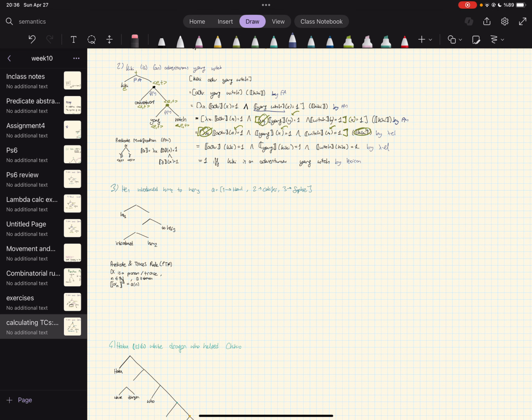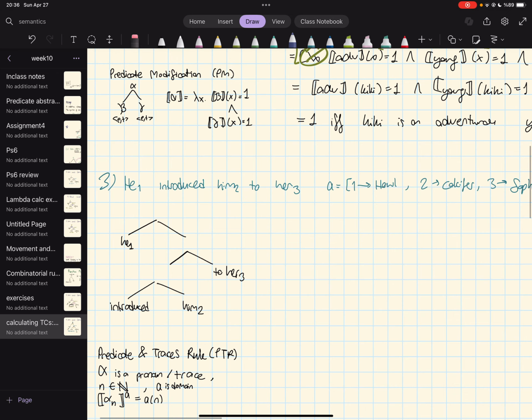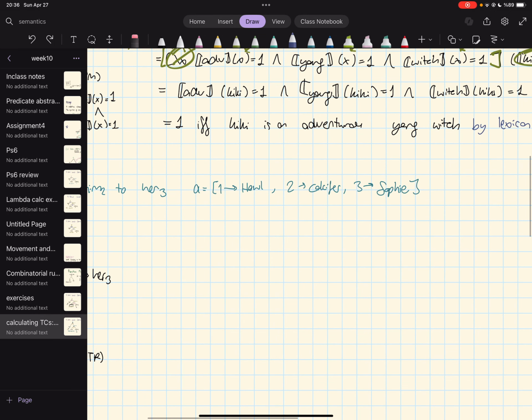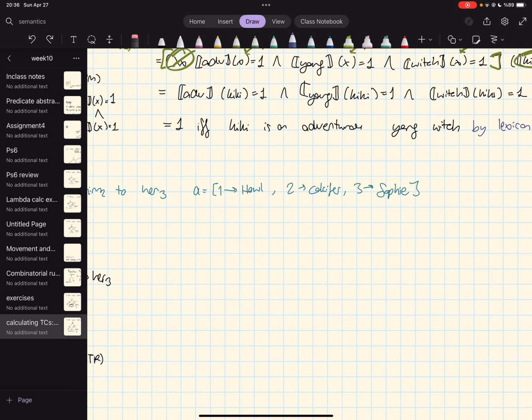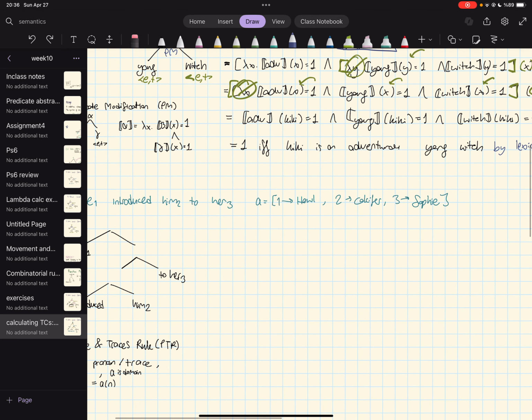Now our next sentence says, he introduced him to her. So this is very new to us because we have never had pronouns before, and these pronouns have indices attached to them. As you can see, these are called indices. And now we have a domain A. Domain A maps 1 to Paul, maps 2 to Casper, and 3 to Sophie. So therefore, I know that this sentence would have to mean Paul introduced Casper to Sophie.